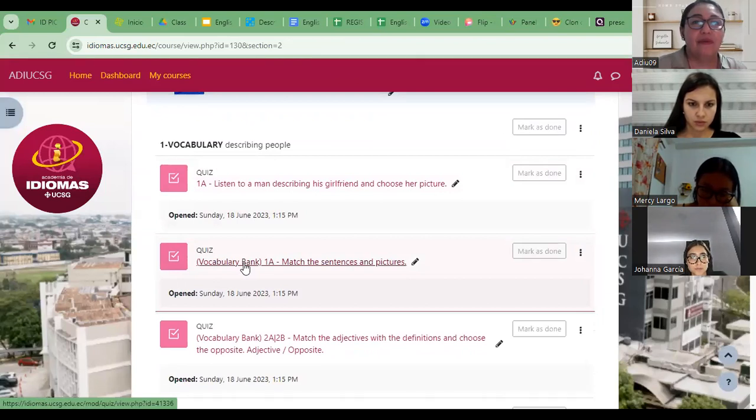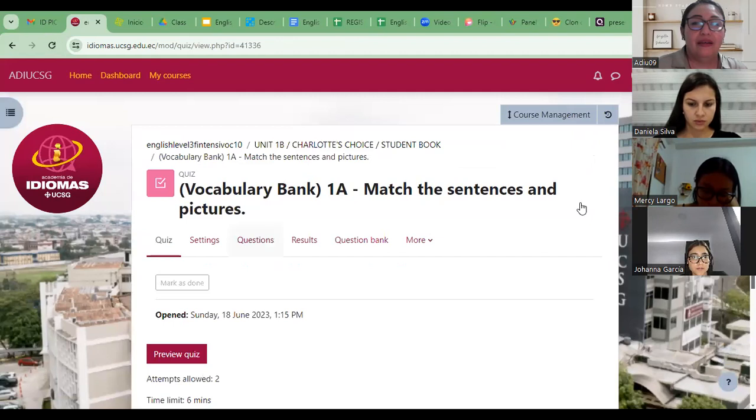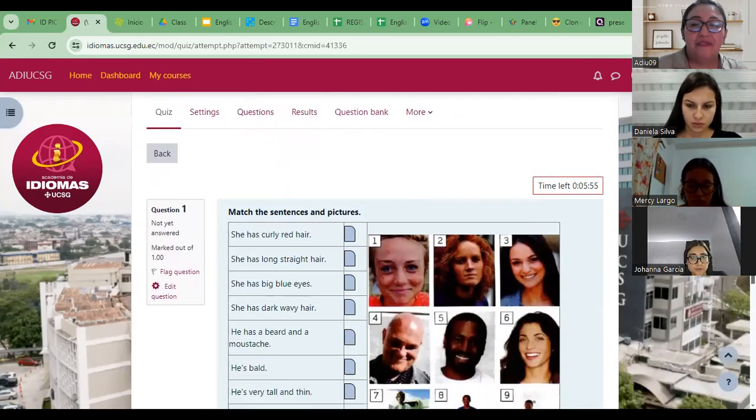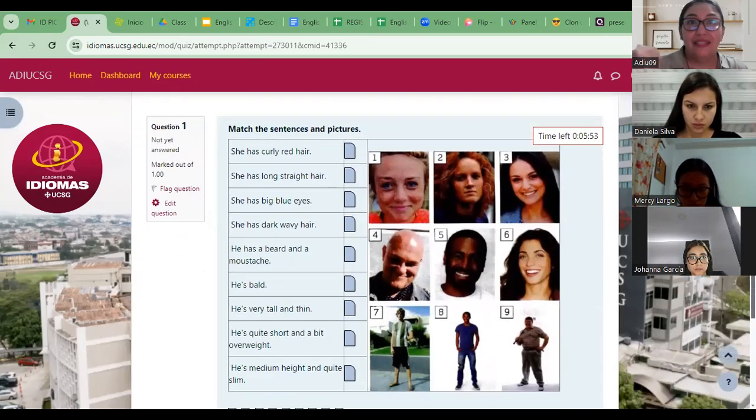This is vocabulary bank 1A. Okay, let's see. What about this? If you see, this is what I had on my slides. So this is what I usually do every class. I work some of the activities on the slides, and then we go back to Moodle, and then we try them in here. And then it's much easier for you because you know already, oh, this is blonde, and this is like this hair and eyes. So now you can do it, right?